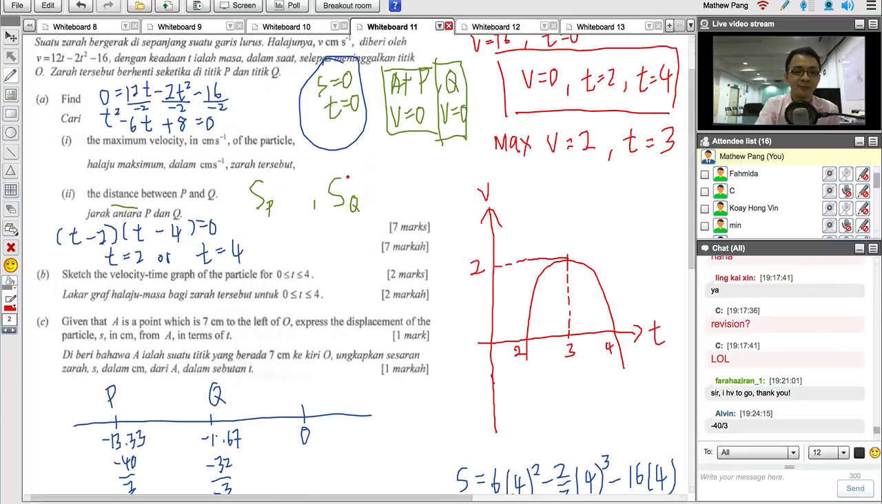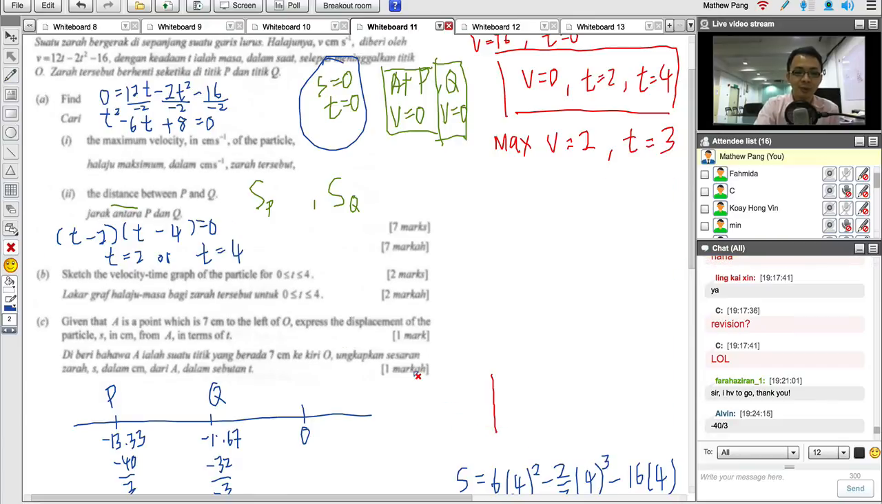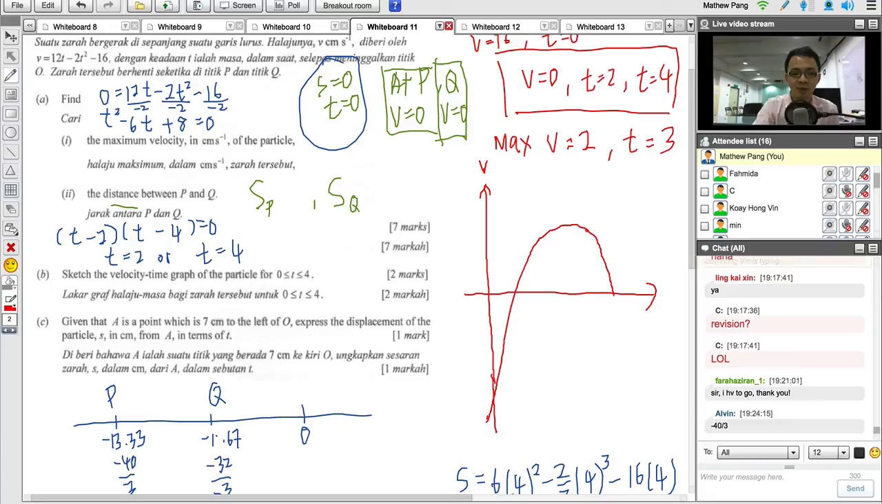So let me just draw it again nicely. You start from negative 16. So I got something like this. This is v and this is t. So I will go from here, passing through, stop here. This one will be 3, this one will be 2, this one will be 4, and this one will be negative 16. This one will be time. Yes, just like this, because it is only two marks.